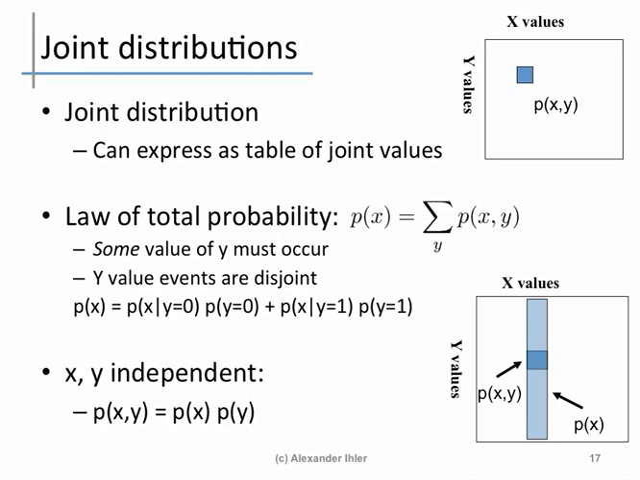A useful concept is that two variables might be independent. For independent variables, this table p of x, y is in fact equal to a product of a function only of x and a function only of y.